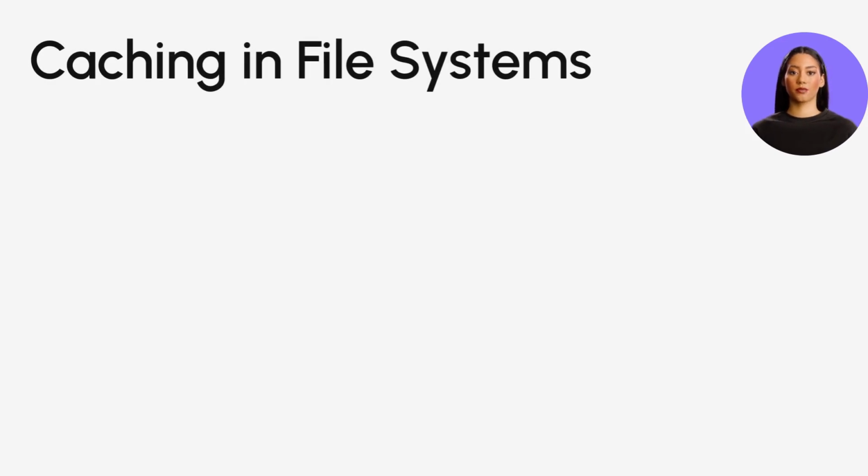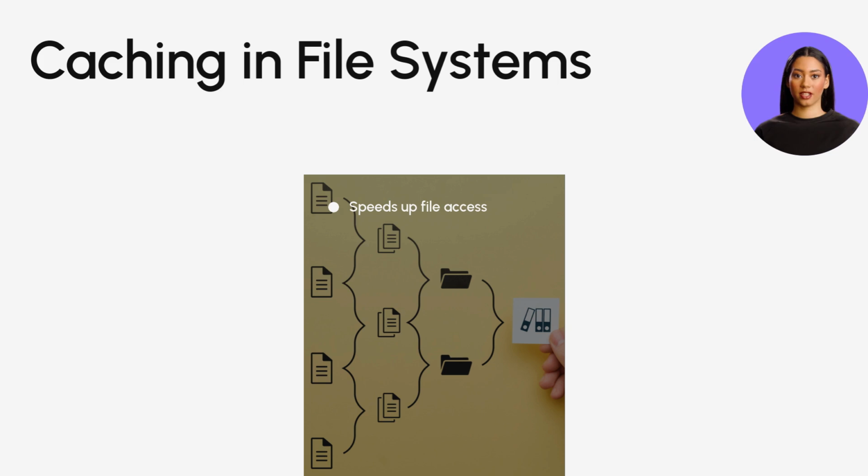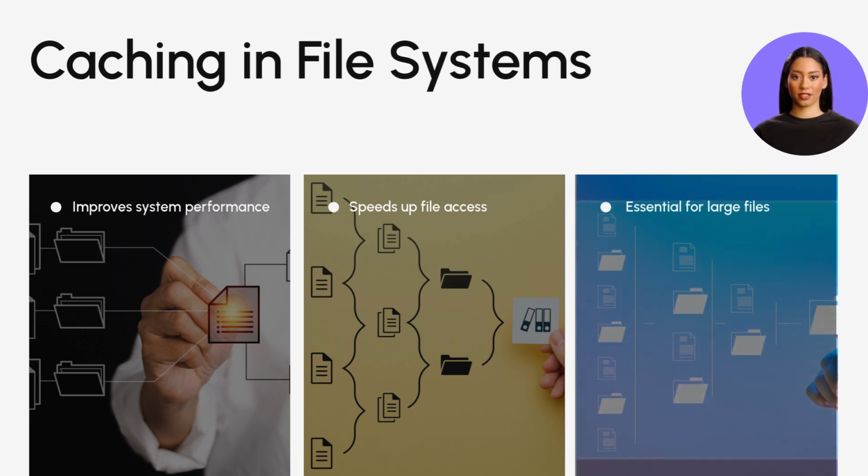File systems handle reading, writing, and managing files. Caching speeds up file access by storing data temporarily. Efficient caching improves system performance. It's crucial for handling large files and frequent access. Understanding caching strategies is essential for optimizing file operations.